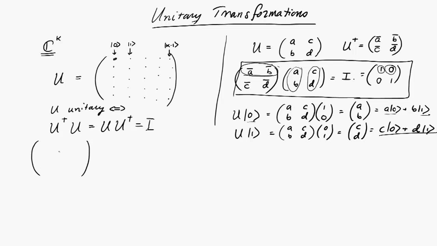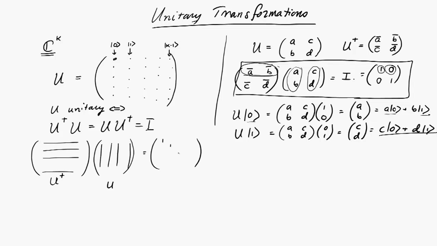So here's U dagger. We take these columns and flip them on their side, and then we take the complex conjugates. This is U dagger. That's U with these k columns. And the product is the identity. So it's 1 on the diagonals and 0 everywhere else.